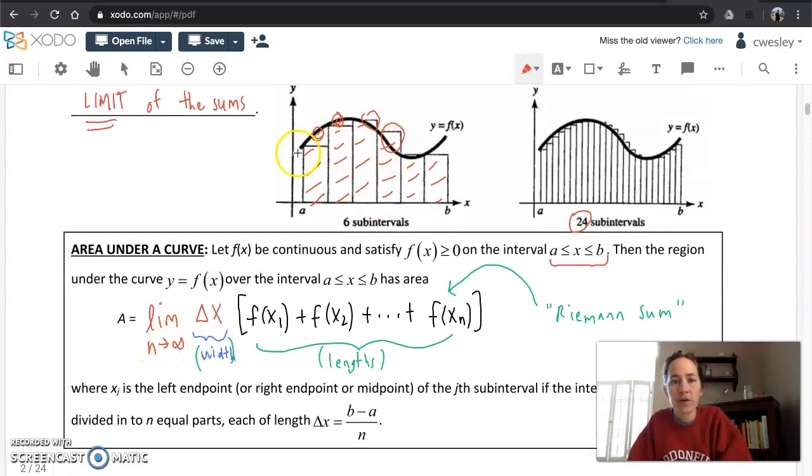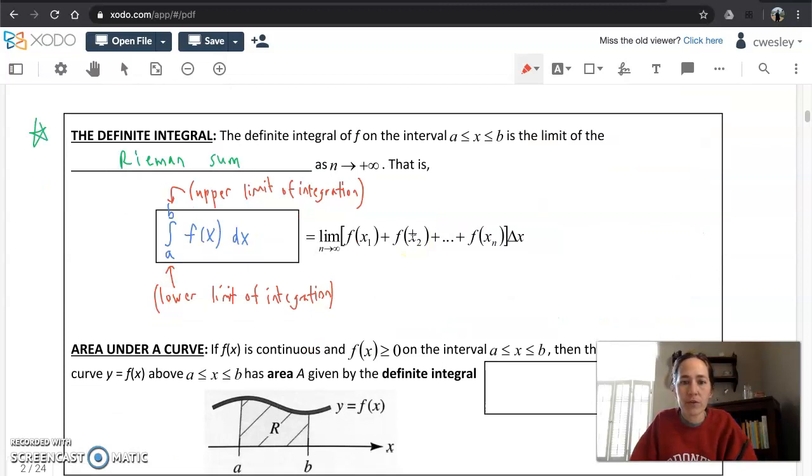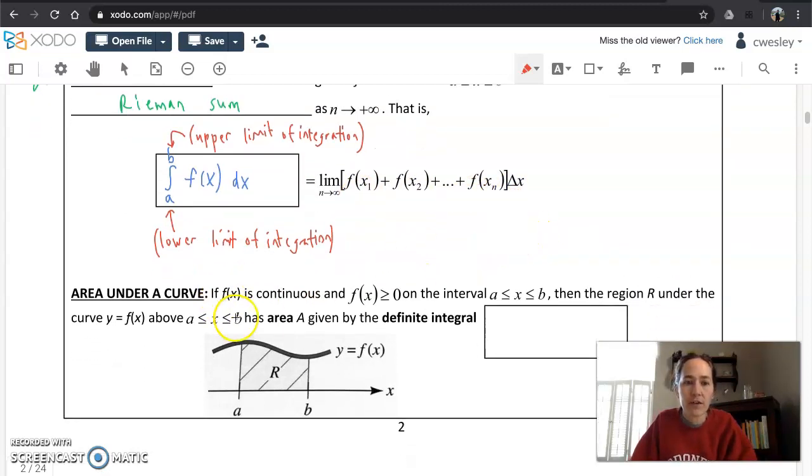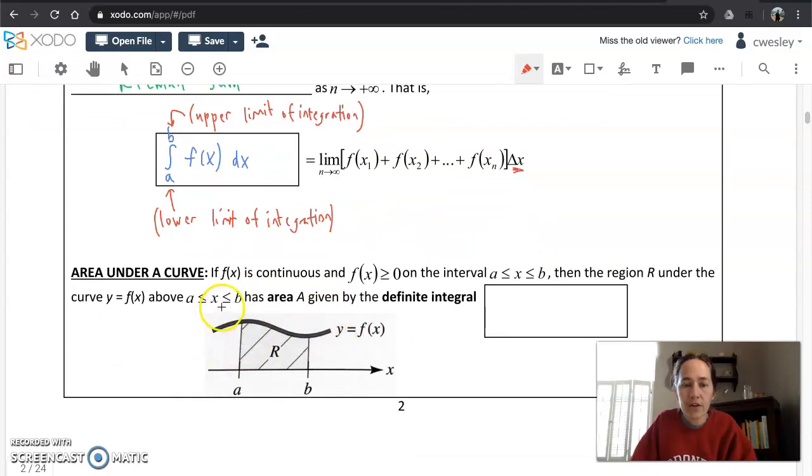We weren't interested in the entire curve as it goes to infinity. We're just interested in the area between those two x values, from A to B. And it's just the limit of the Riemann sum times the width of each rectangle. Actually, we had a picture right down here. Area under the curve. As long as you have a continuous curve and you're above the x-axis from A to B, the region under the curve has an area given by this definite integral. We're just going to write it once again. I'll say capital A for area equals the integral from A to B of f of x dx.